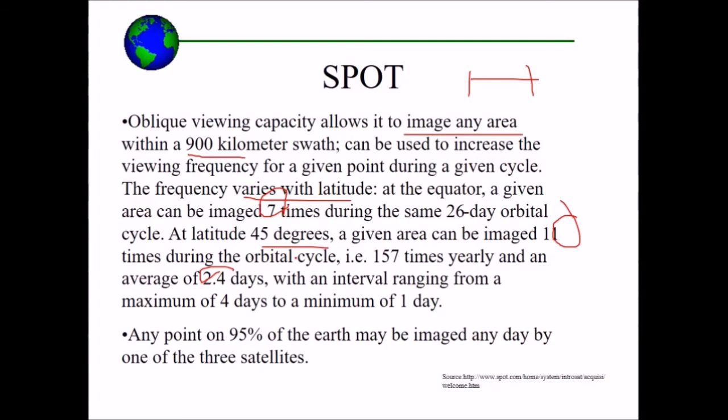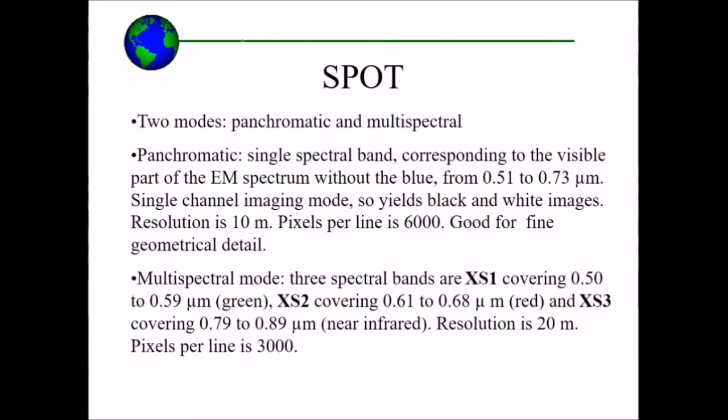This is very good, with an interval ranging from a maximum of 4 days to a minimum of 1 day. So any point on 95% of that will be imaged any day by one of the 3 satellites. There are 2 modes in which SPOT grabs the image: panchromatic and multispectral. What is this panchromatic and multispectral mode we can achieve from SPOT?